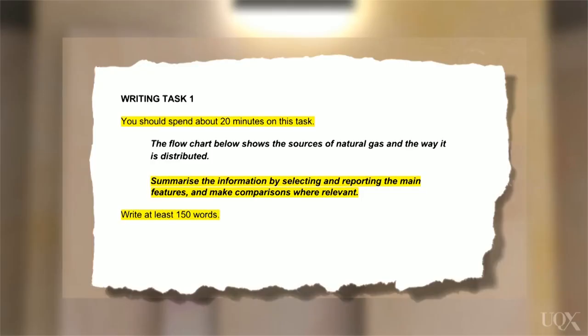So, let's begin with a look at the question. Here are the instructions, which don't change for IELTS Academic Task 1 writing. So as you know, you should spend about 20 minutes on the task and write at least 150 words. And you need to summarise the information in the visual by selecting, reporting, and comparing the information.